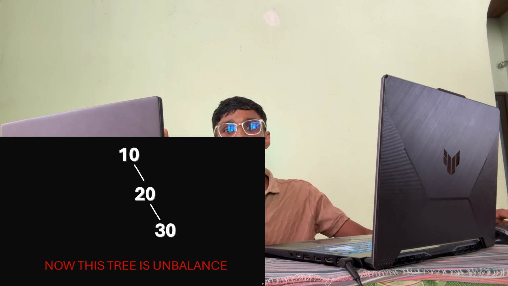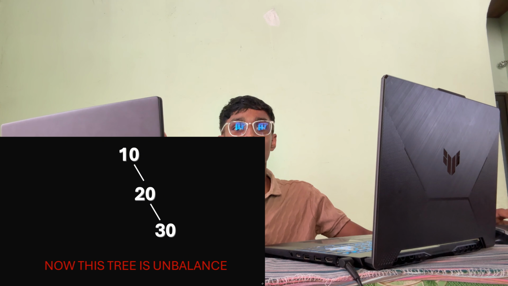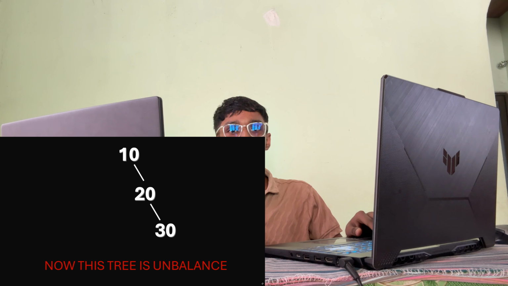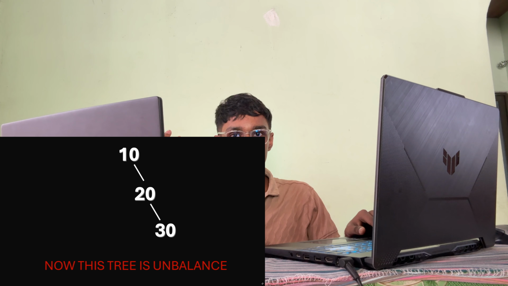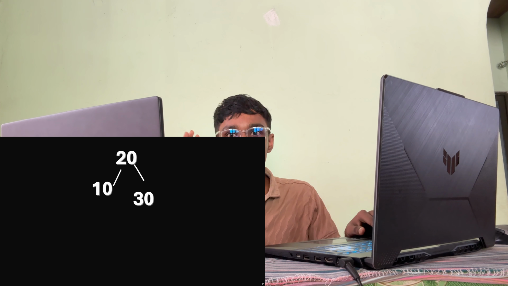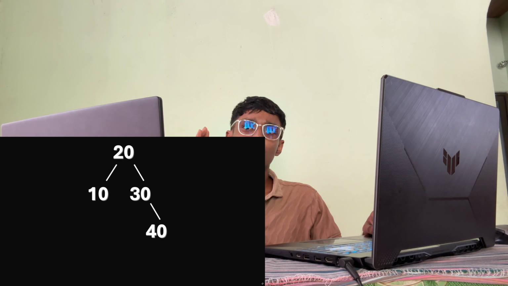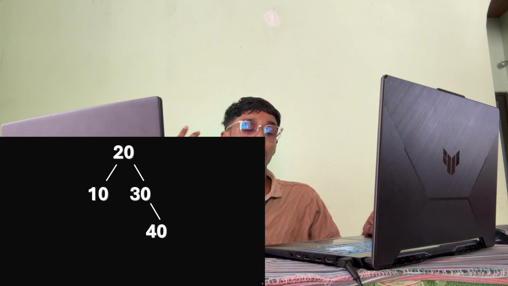To fix it, we perform a left rotation. 10 goes to the left side and 30 goes to the right side. 20 becomes the root, like this. Next, we insert 40 into the tree. The 40 goes to the right side of the 30. Now it's still balanced.